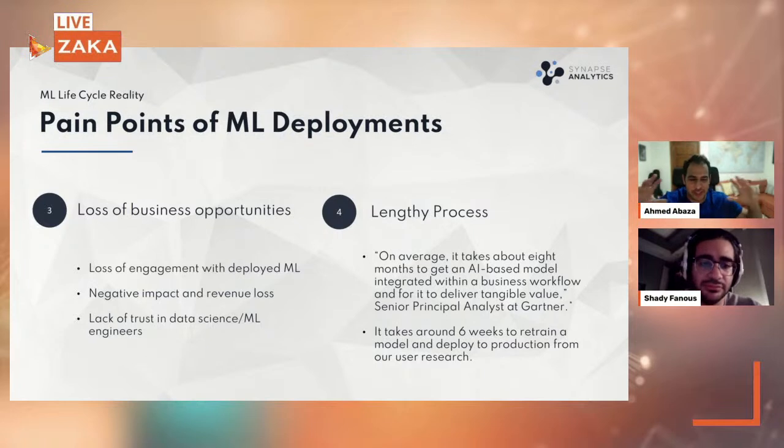Can you imagine 6 weeks? If you're building a recommendation engine for e-commerce, there was a statistic that almost 35% of Amazon's revenue comes from recommendation engines. Can you imagine if we take this recommendation engine off production for 6 weeks and then redeploy it? How much money is lost during that time?